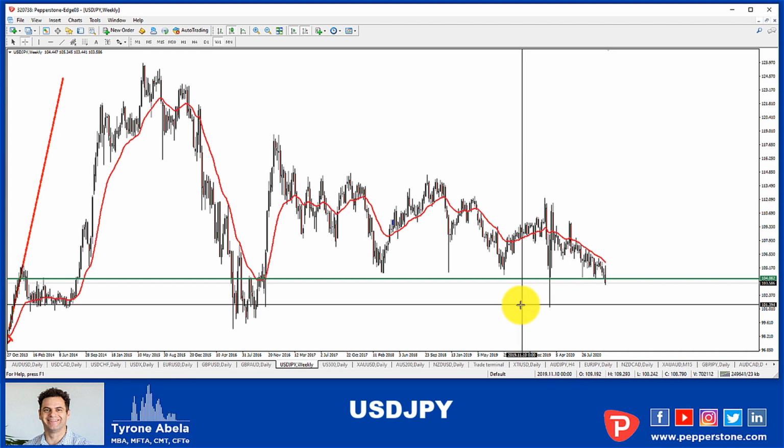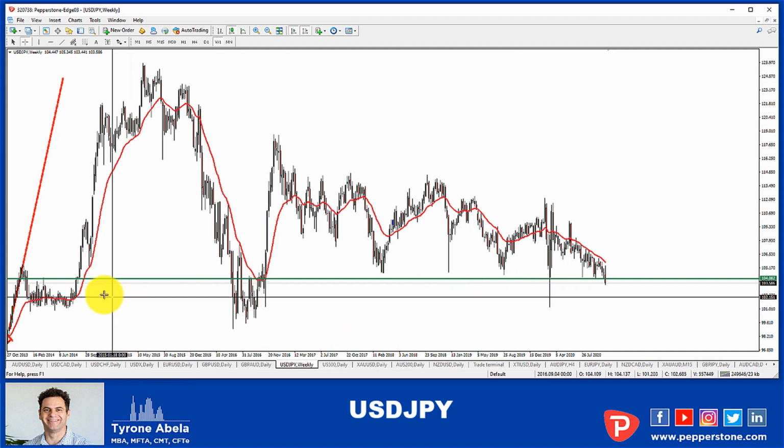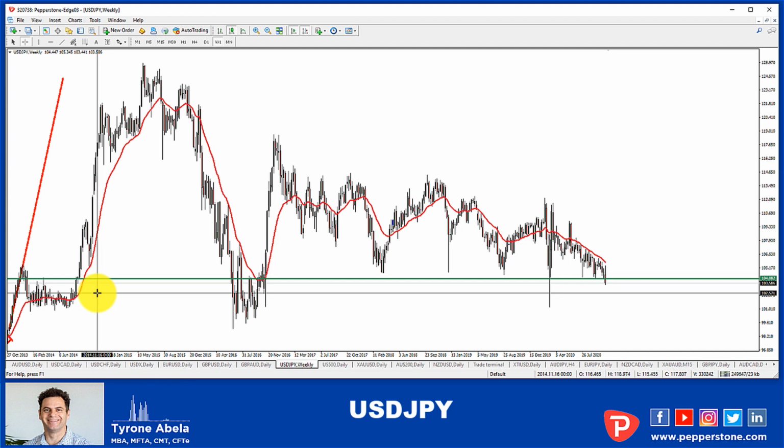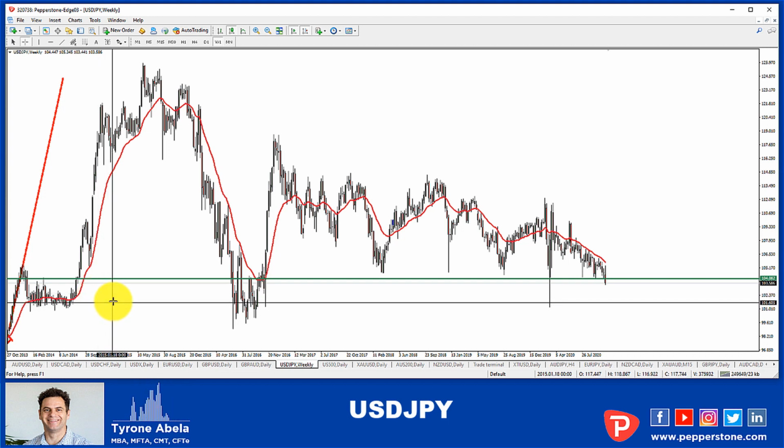The next real level of support is around this 101.50 area, which is a couple of hundred pips away. You could argue you could find a little bit of trouble at around the 102.50, but really the main support is quite a bit lower than that, around the 101.50.